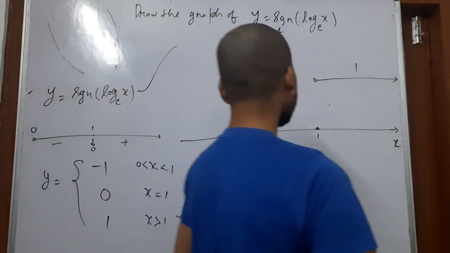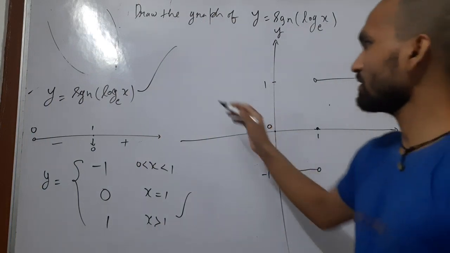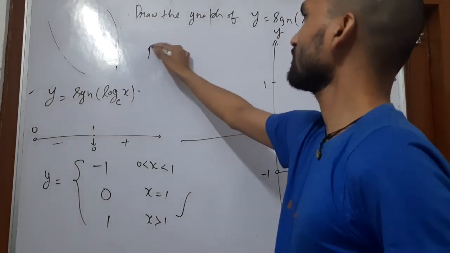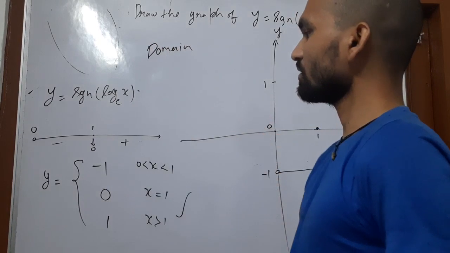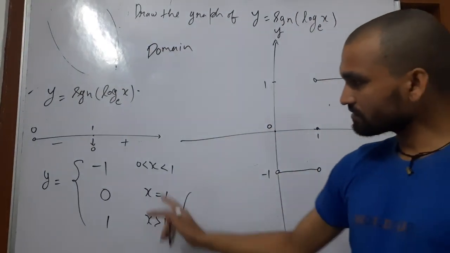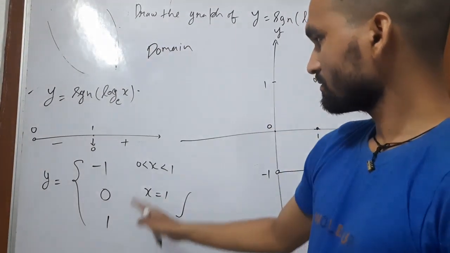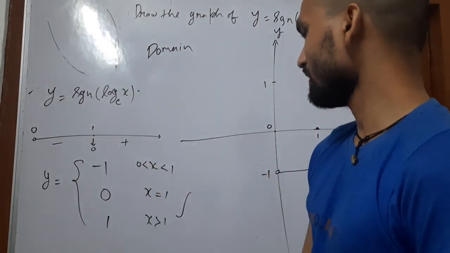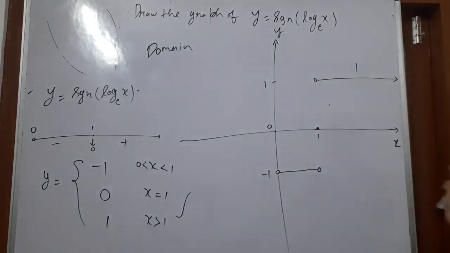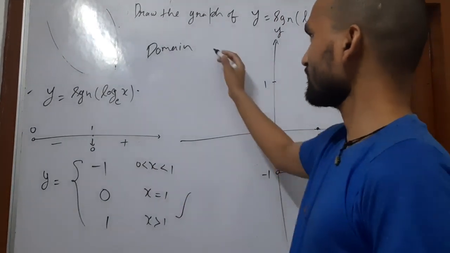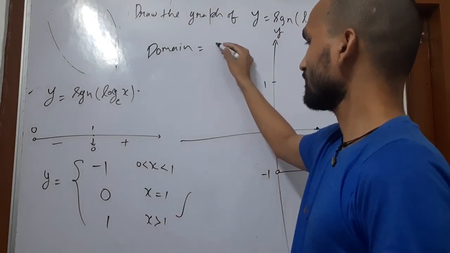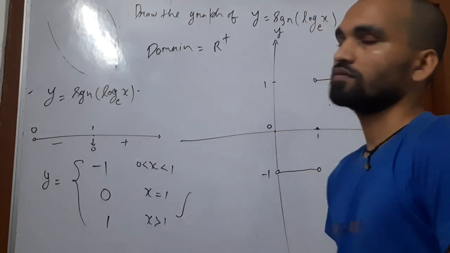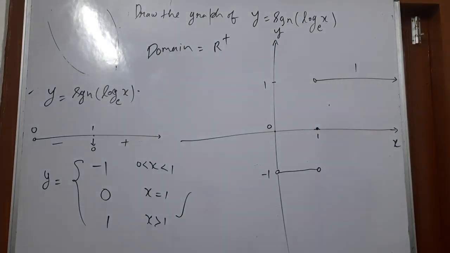Now we should also discuss the domain and range of this. So here we can say that the domain is, what is the domain? The value of x varies starting after 0 and going towards all values. So we can say that the domain is all positive real numbers. Okay, this graph is defined for all positive real numbers. So we have taken R plus.